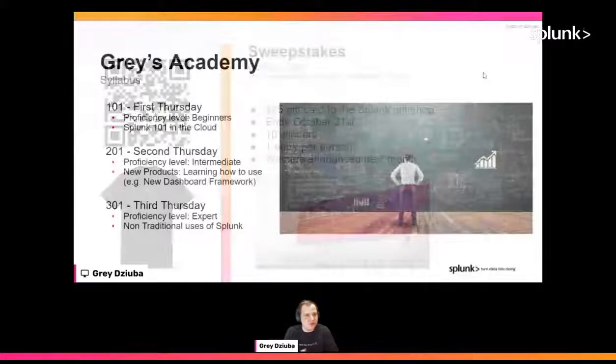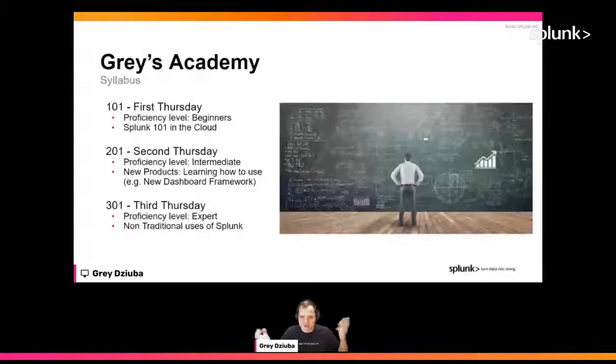All right, so let's go a little bit over what Grace Academy is. Why are we doing this? Why is it fun? Why do I enjoy doing this? And why I'm here doing this for you. So, first Thursday, proficiency level beginner. That's what we're doing today. We're going to be going over Splunk 101, Splunk in the cloud, how to get started. You're just wanting to know a little bit about it, and you just want to kind of put your toe in the water to find out some more information.